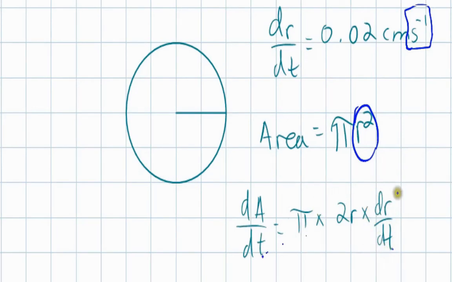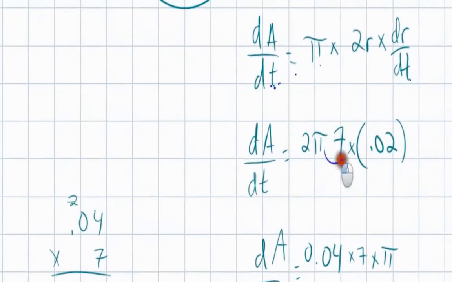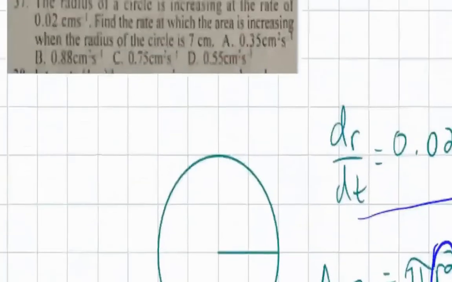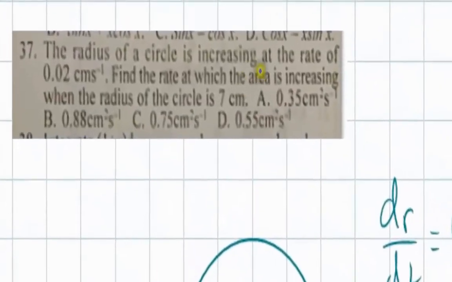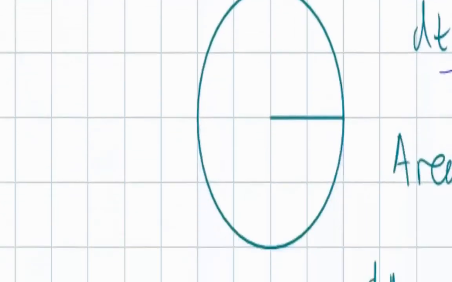If I were taking this with respect to r, I wouldn't need to add this, but because it's with respect to t, I do. So now what? Well, now we plug in our dr dt, which we labeled up here as 0.02. The rate of change of the area is going to be equal to these numbers. And you'll notice that I replaced my r with the number 7, and that's because they wanted to find what the rate is increasing at when the radius of the circle is 7. So I've replaced the radius with 7 because that's what they wanted.